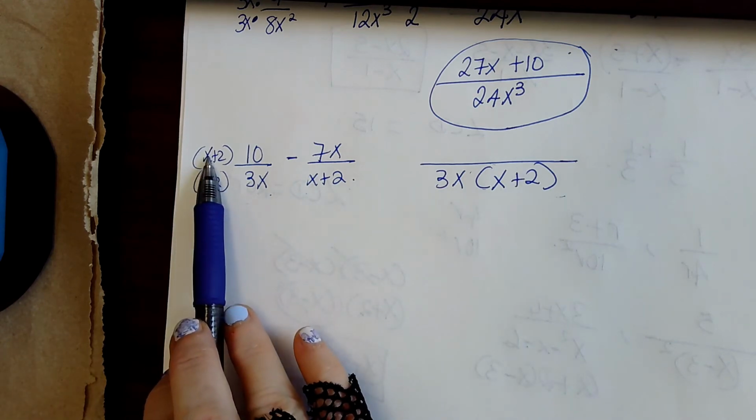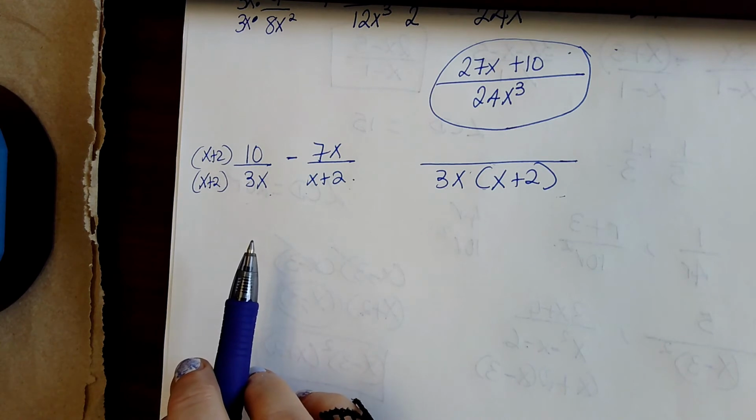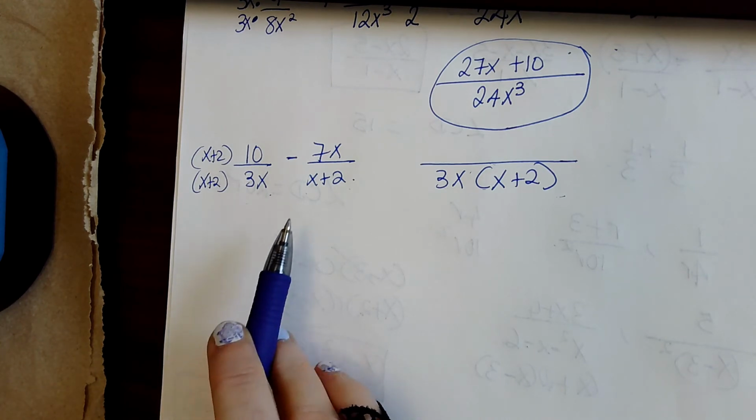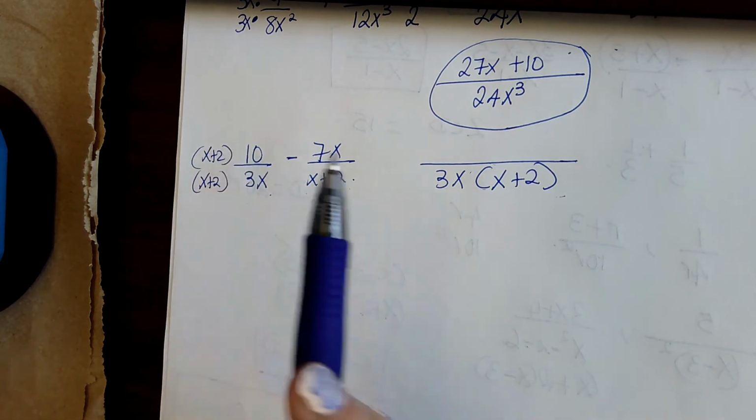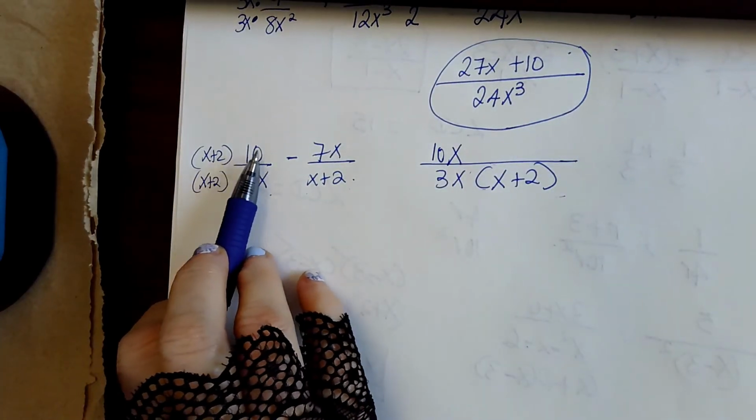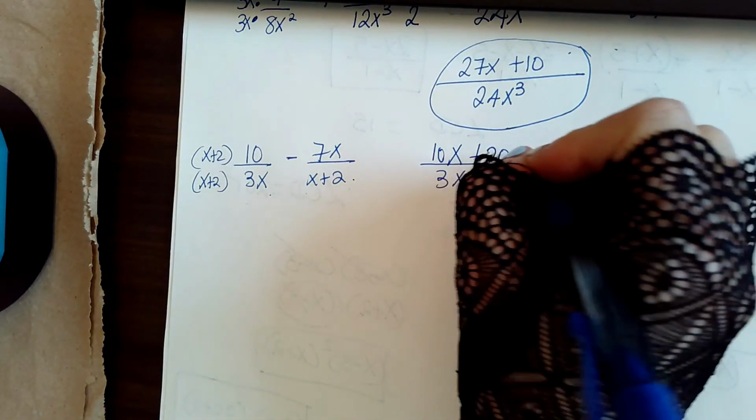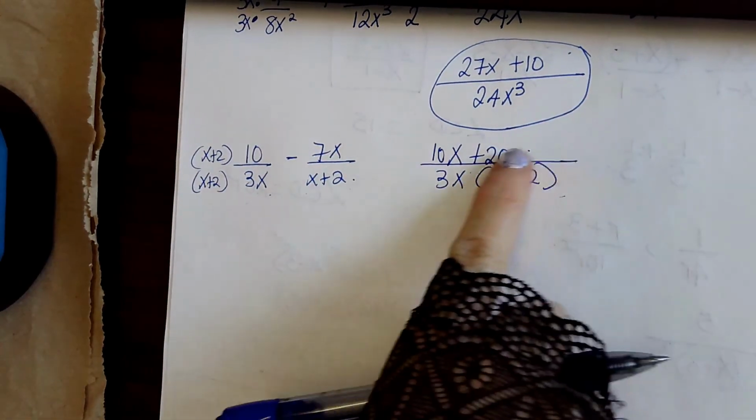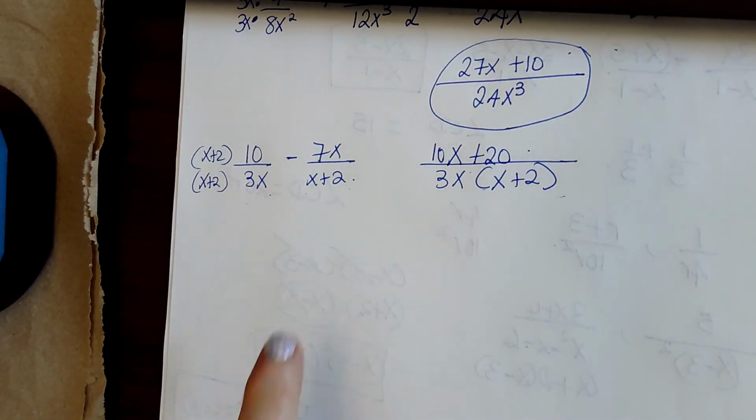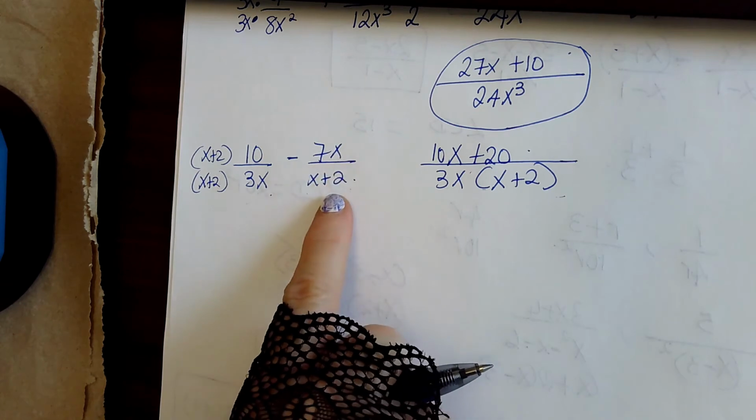So now I have to multiply this. It's the numerator that is going to do the huge change, right? X times 10 is 10x, and then 2 times 10, so you're multiplying as 20. Okay, so I'm going to keep this one all over here, all right? So now I'm looking at the second fraction. I've got minus 7x over x plus 2.